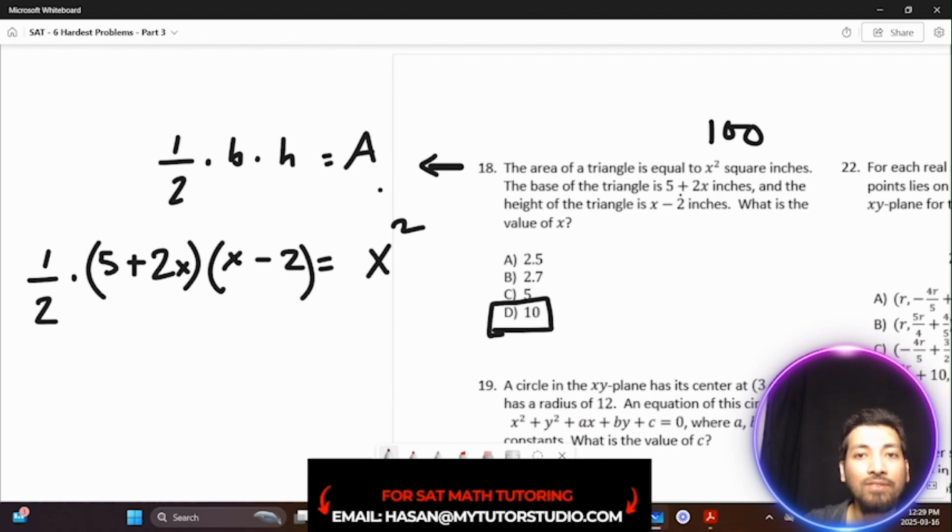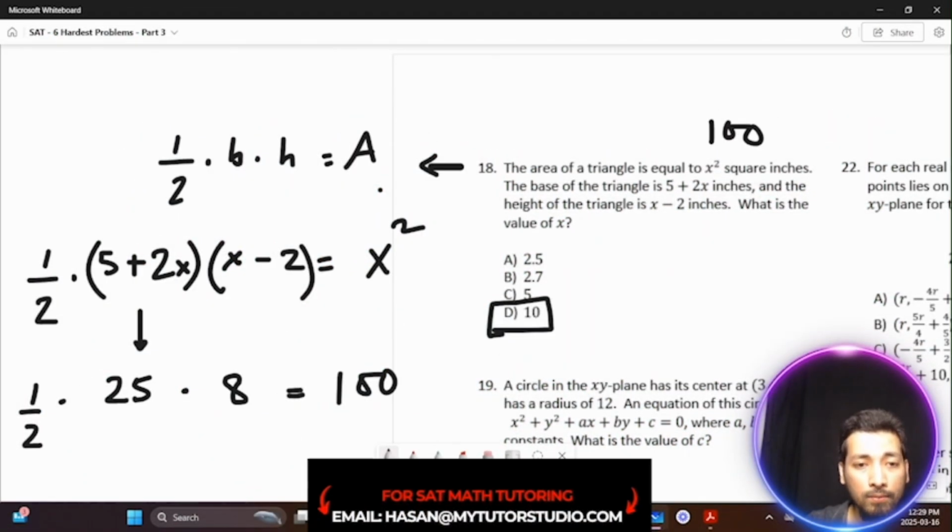The base of the triangle is 5 plus 2x. So this 5 plus 2x is 5 plus 2 times x, which is 2 times 10, that is 25. And this one is x minus 2, which is 10 minus 2. That is 8. So 25 times 8 times 1/2. That gives you 100. And that's how you can solve it. Perfect. Now, let's move on to the next problem.